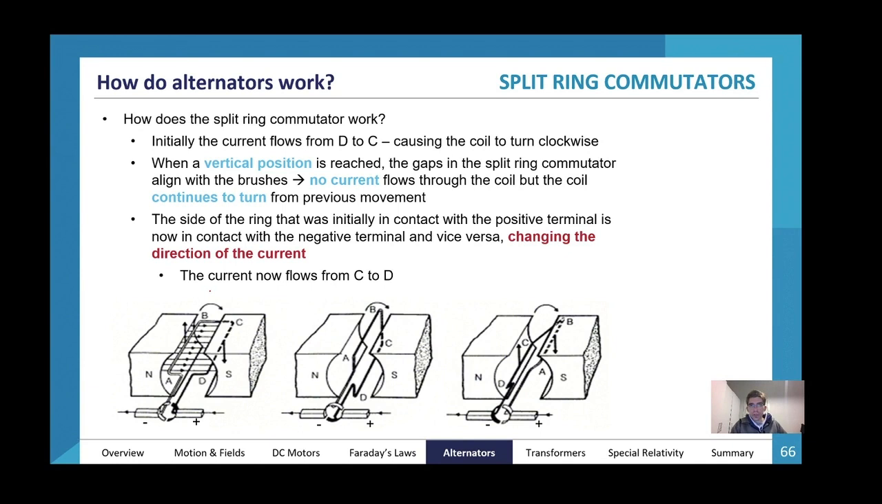When a vertical position is reached, the gaps in the split ring commutator align with the brushes. Therefore, no current flows through the coil, but the coil continues to turn from the previous movement. The side of the ring that was initially in contact with the positive terminal is now in contact with the negative terminal, and vice versa, changing the direction of the current. The current now flows from C to D.